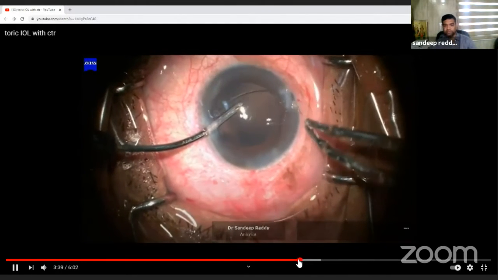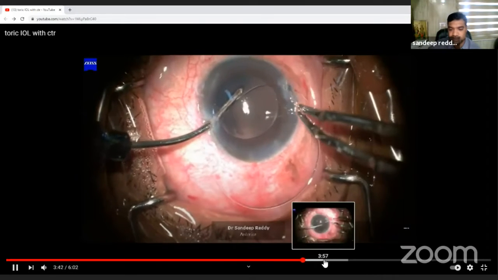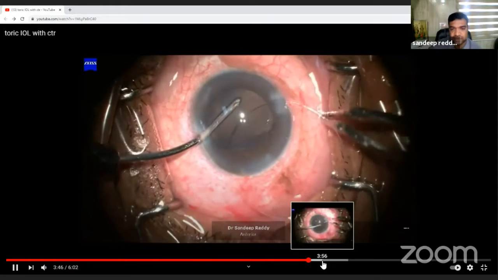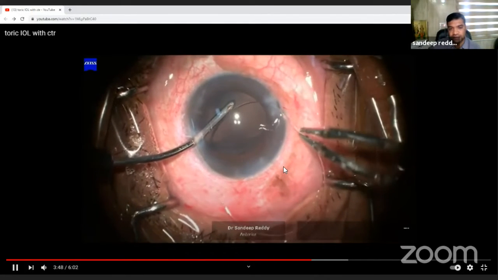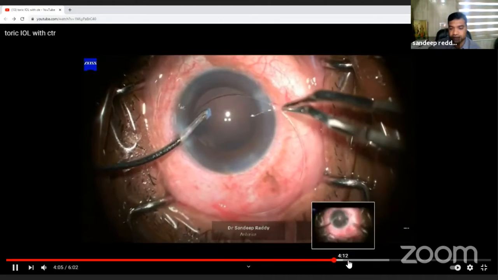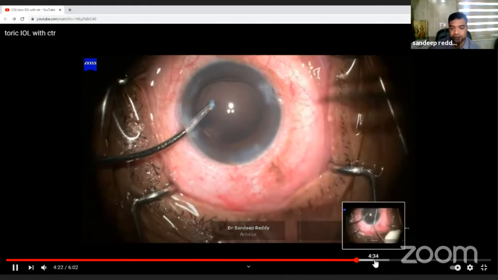This is a very high myope. That is the reason why I'm inserting a toric IOL. So I mean a CTR ring, so that the space in the bag comes down a little, and the toric lens will have better stability.